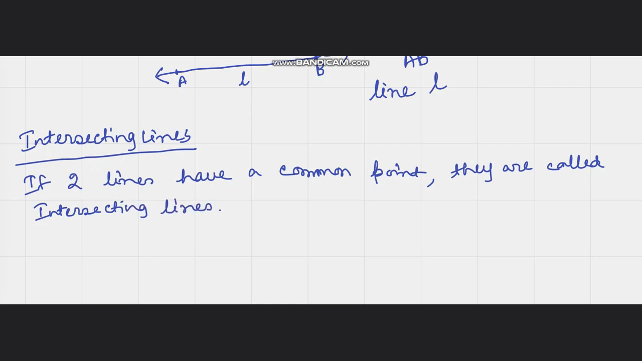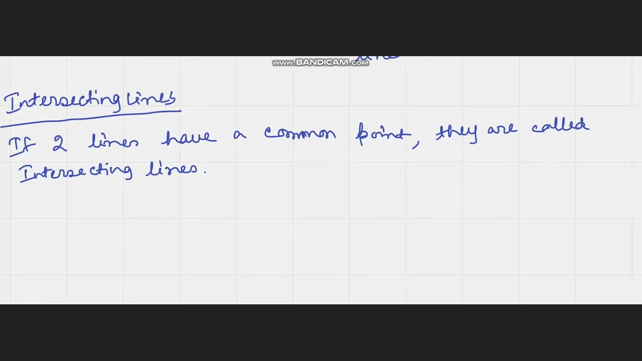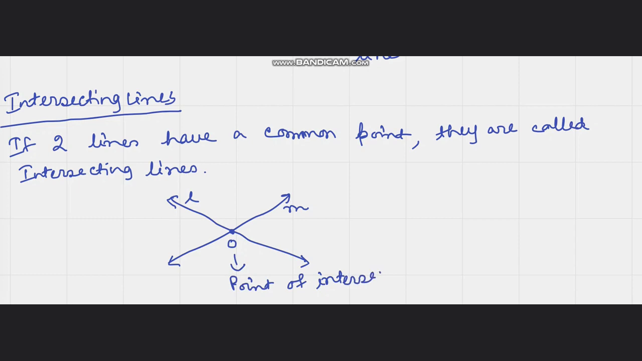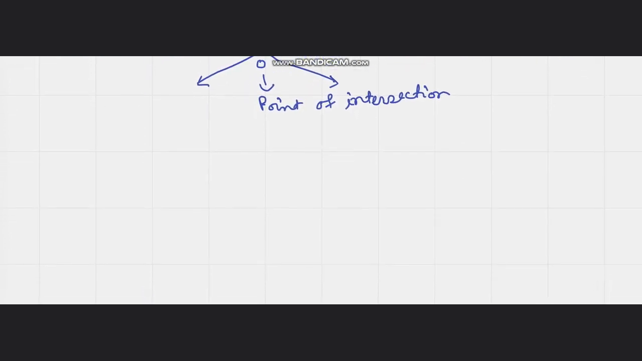So let us draw two lines. Let us draw this line, name it L, and another line, call it M, and let us give this point as O. So this is called the point of intersection. This point O is called the point of intersection, and these lines L and M are the intersecting lines.